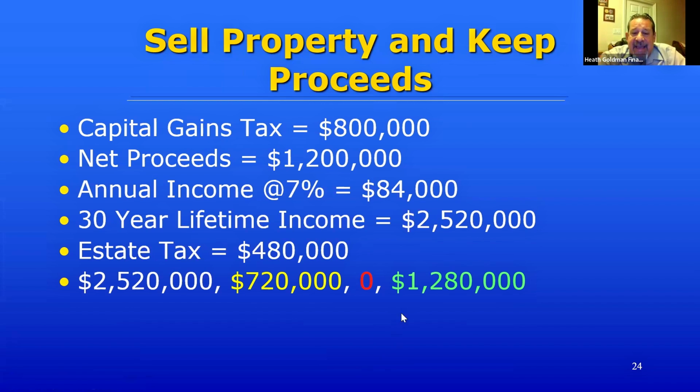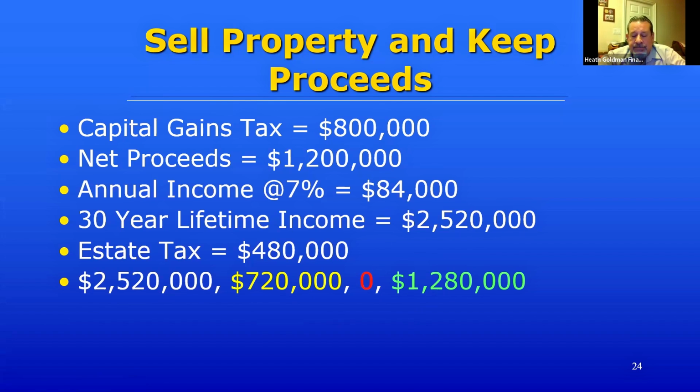If you could go out and get 7% income on the remaining assets, you'd have about $84,000 of income per year. After 30 years, combined income is $2,520,000. The 40% estate tax on the $1.2 million that's left is $480,000. So let's look at the total math. $2,520,000 of total income over your lifetime. You've got $720,000 that goes to the kids: $2 million, less the $800,000, less the $480,000. You've got zero going to charity. You've got a $1,280,000 tax bill. I just don't think the math looks good here.